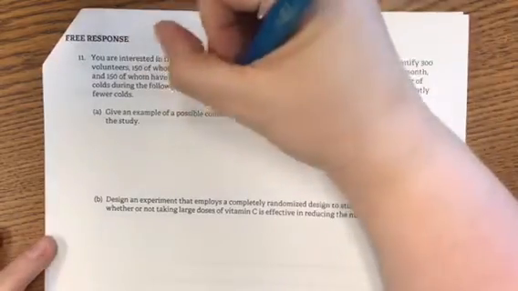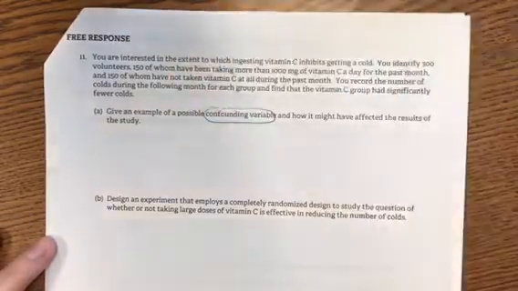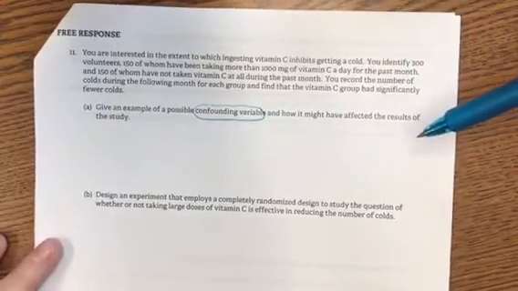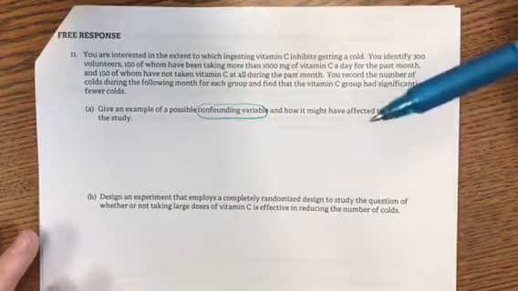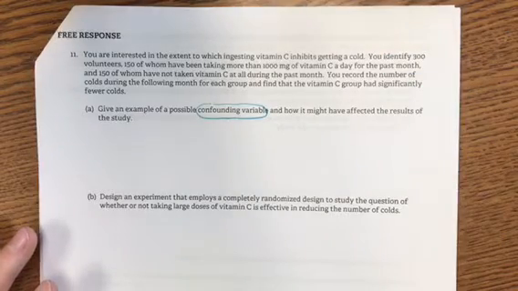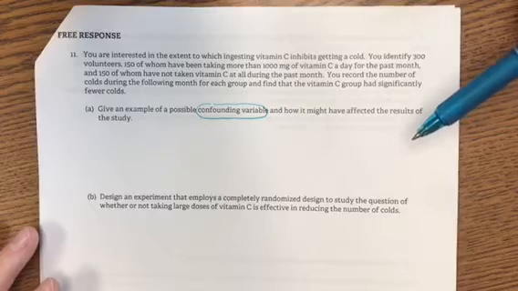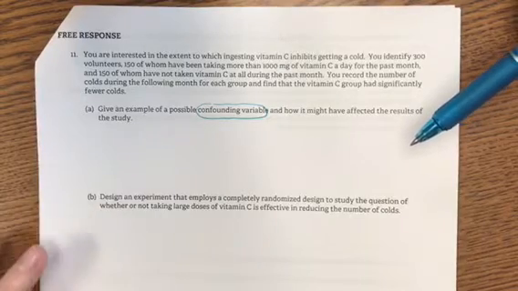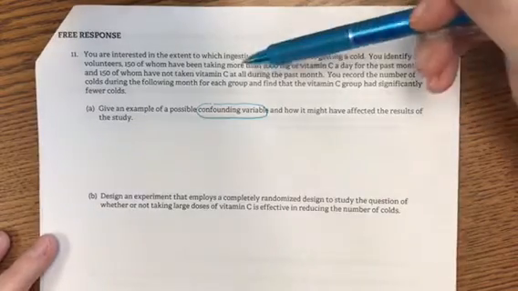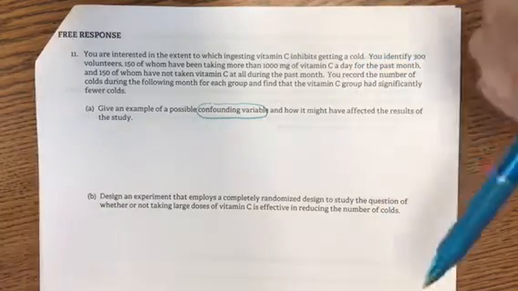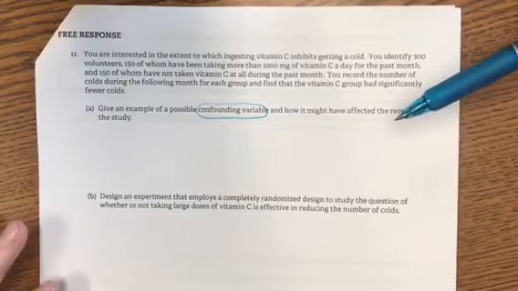The first part that a lot of people were asking me about was this confounding variable. It says, give an example of a possible confounding variable and how it might have affected your results. A confounding variable is one that also has an effect on our response variable besides the actual treatment that we are testing. In this situation, they're looking at whether taking vitamin C every day is going to have an effect on the number of colds that people get.